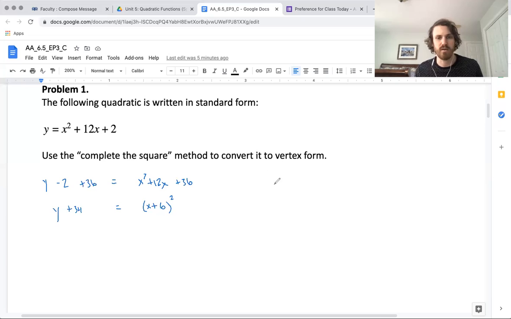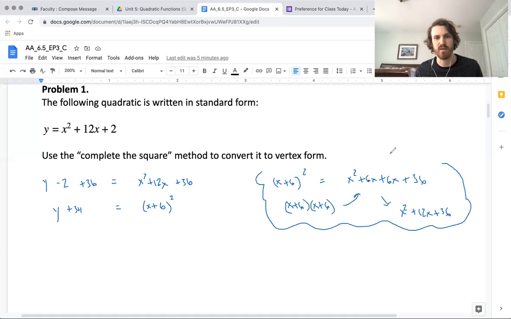Now, just to remind you, if I were to multiply x plus 6 squared out, I would get x squared plus 6x plus 6x plus 36. And that's because this is actually x plus 6 times x plus 6, right? And you'd have to distribute, and you get that. And then you would get x squared plus 12x plus 36. So I'm just confirming here, this is sort of an aside, I'm just confirming that these are in fact equal.